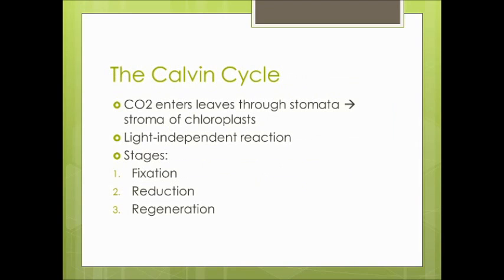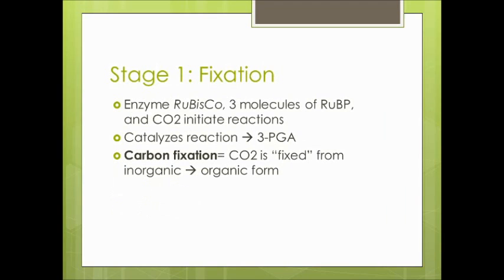So the Calvin cycle, like we said, is our light independent reaction. Carbon dioxide will enter the leaves through the stomata on the undersides of the plants and enter the stroma of the chloroplast. There are 3 stages: fixation, reduction, and regeneration. In this cycle, we're taking carbons off of these carbon dioxide molecules to make sugars, and the O2 that is left over is released as a byproduct.